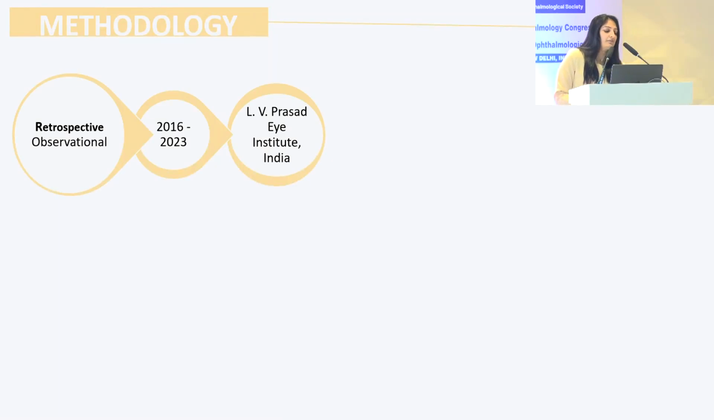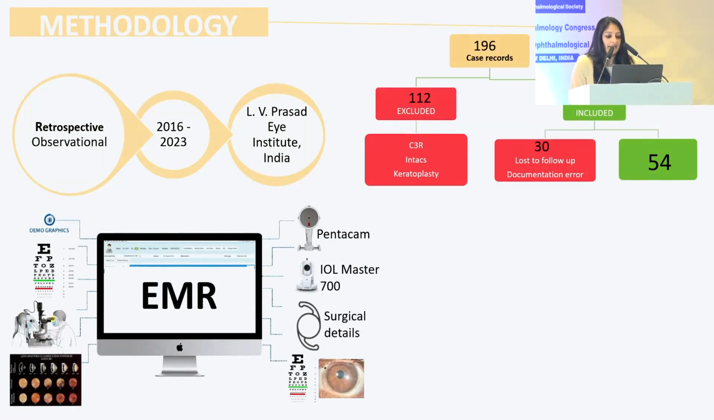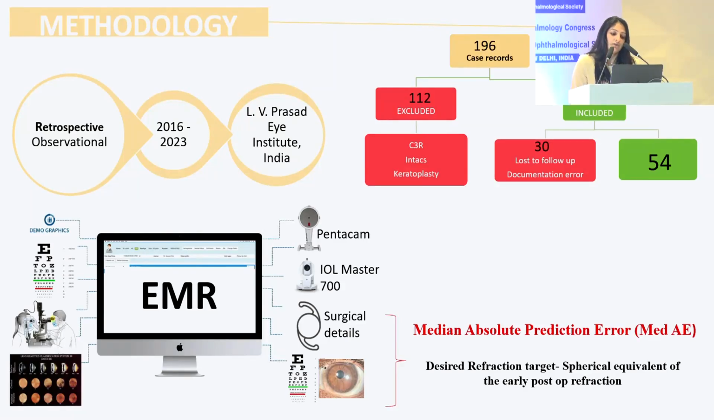This was a retrospective study done between 2016 and 2023, and 54 eyes of 48 patients were included. From the EMR, we got the data regarding the target refraction, and at 6 weeks, we saw the BCVA, from which we were able to calculate the median absolute prediction error.